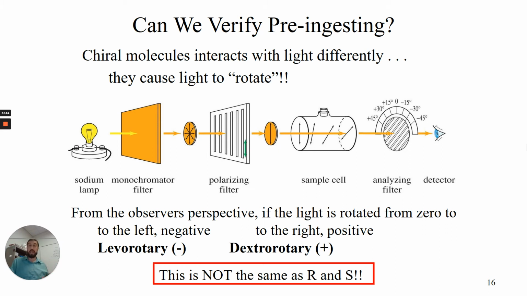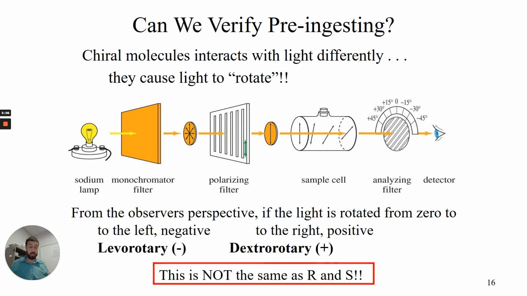R and S are an interpretation of the structure, the drawing. Plus and minus are an interpretation of the output, an experimental output. So plus and minus really have no bearing on R and S. Sometimes they overlap and they're the same, sometimes they're different, which means don't associate minus with S and plus with R, even though we're talking about left and right. They're different things. So be careful with that.